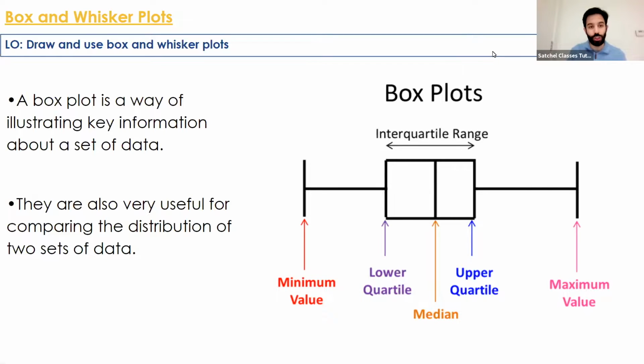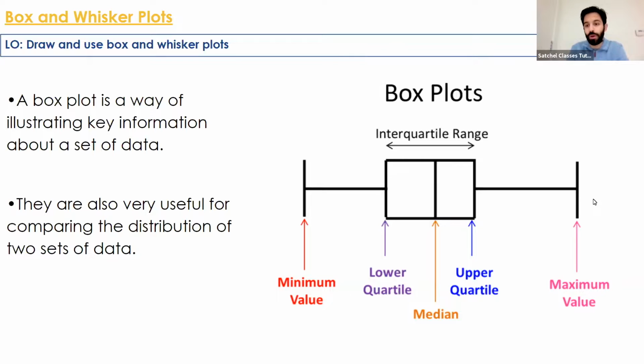Now you might just hear the shortened version of this, so throughout the slides I will refer to box and whisker plots as just box plots, but it is the same thing. Now, a box plot is a way of illustrating key information about a set of data, and they are very useful for comparing the distribution of two sets of data.